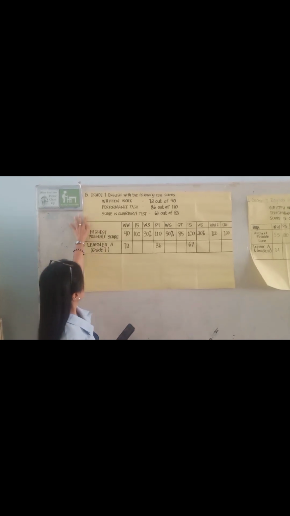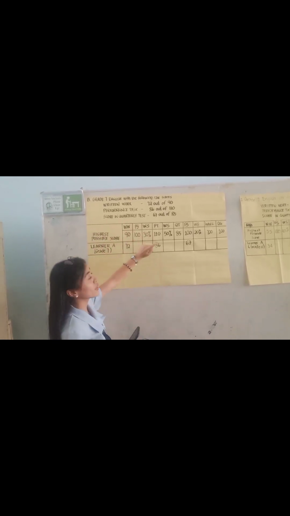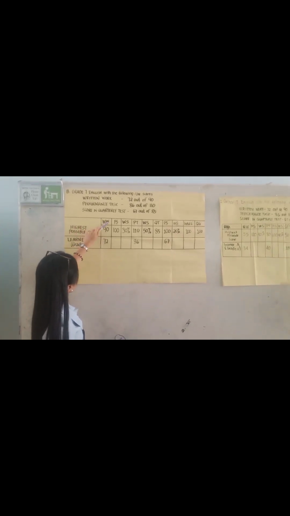So now, let's discuss task 1B. Here, grade 7 English with the following raw scores. We have here the reading award, which is 72 out of 90, and the performance task is 86 out of 110, and the score in the quarterly test is 67 out of 85. So, we have here the highest possible score for learner A, who is a grade 7 student. We have indicated the reading award, 72 out of 90.